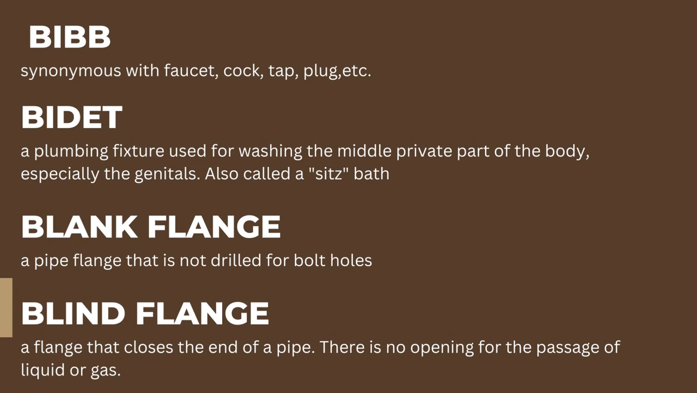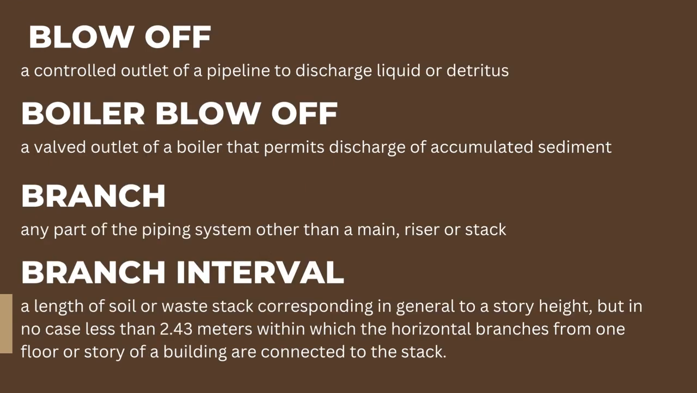Blank flange. Blind flange. A flange that closes the end of a pipe. There is no opening for the passage of liquid or gas. Blind flange. Blow off. A controlled outlet of a pipeline to discharge liquid or detritus. Blow off. Boiler blow off. A valve outlet of a boiler that permits discharge of accumulated sediment.